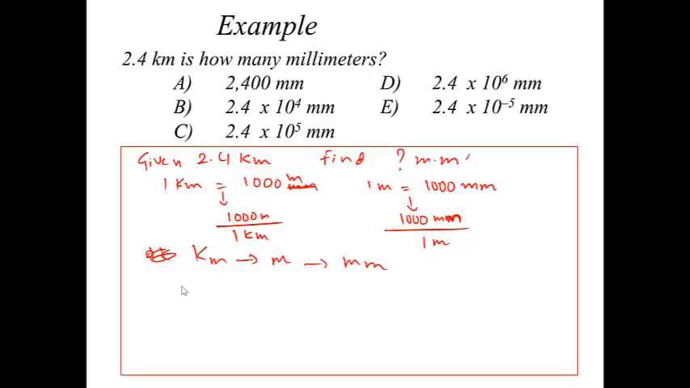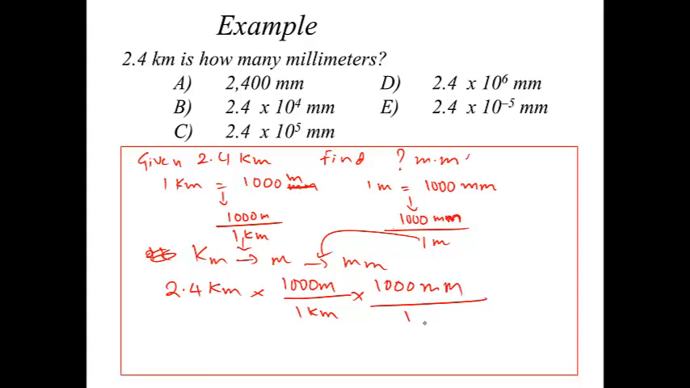Now let me apply the solution map, and I have the correct conversion factors here. So I have 2.4 kilometers times 1000 meters divided by 1 kilometer times 1000 millimeters divided by 1 meter. Can cancel kilometers and kilometers, meters and meters. I will end with the millimeters. So that would be equal to 2,400,000. Now the decimal place is here.